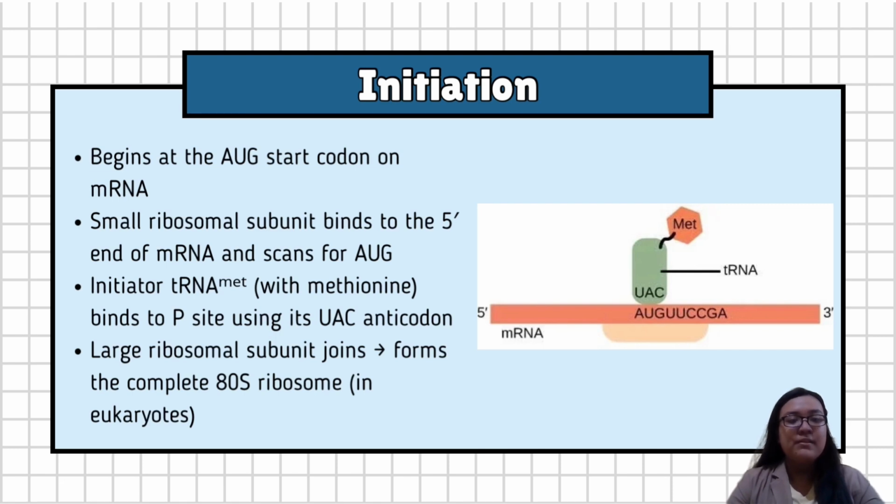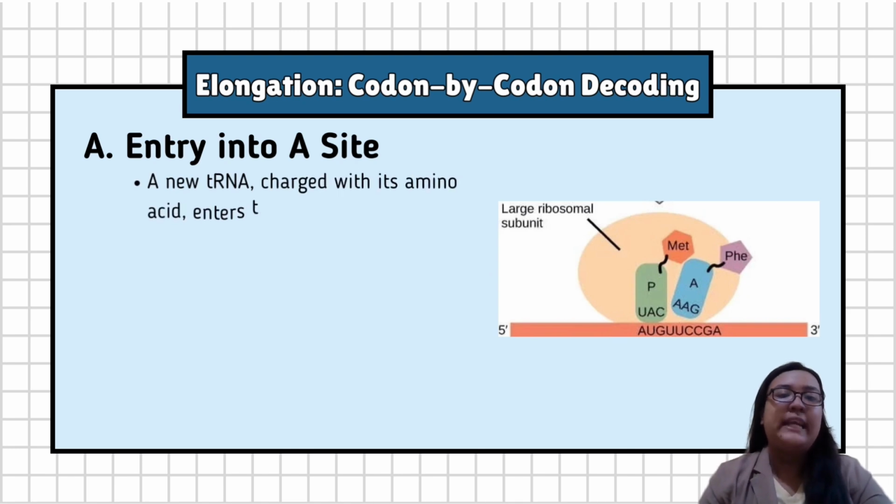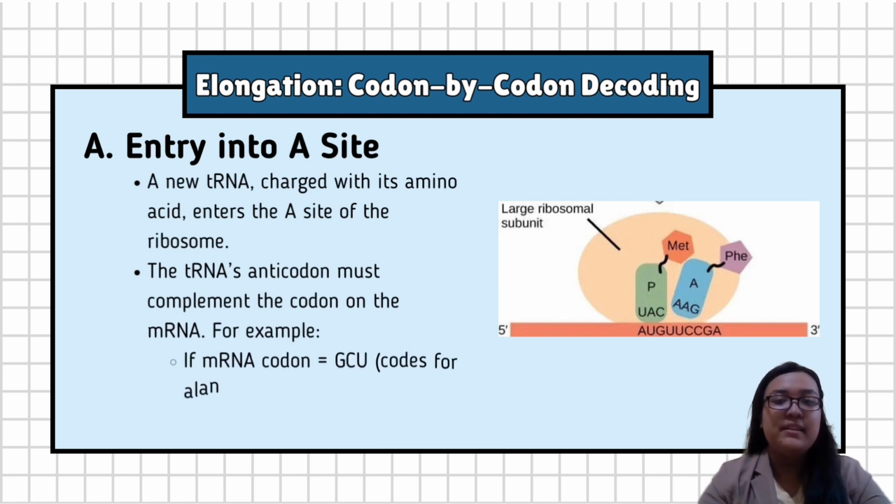The large ribosomal subunit then joins to form the complete 80S ribosome in eukaryotes. Next would be elongation. This is where most tRNAs are involved, and the cycle repeats for each new amino acid. First, a new tRNA charged with its amino acid enters the A site of the ribosome. The tRNA's anticodon must complement the codon on the mRNA.